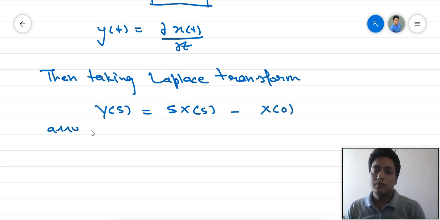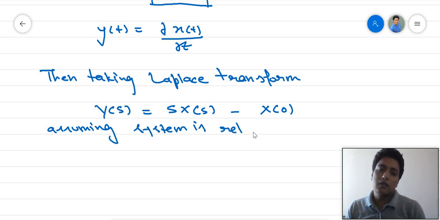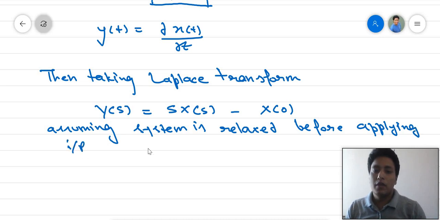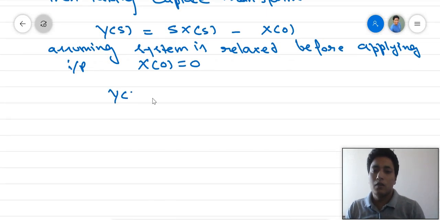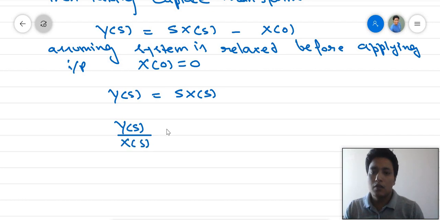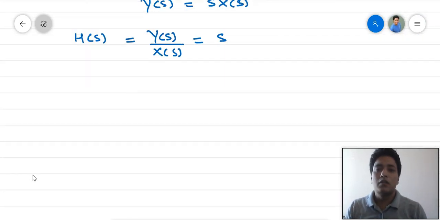We are assuming the system is relaxed before applying an input, so x(0) is equal to 0 and Y(s) will be equal to s X(s). Then Y(s) by X(s) will be equal to s, and that is nothing but the transfer function H(s). So we have obtained the analog domain transformation, that is H(s) is equal to s.